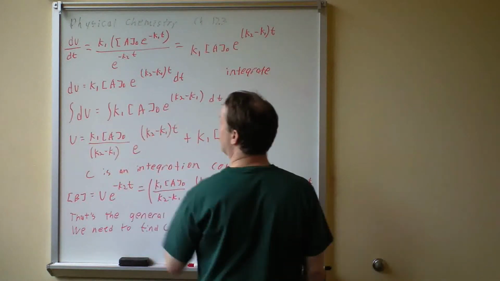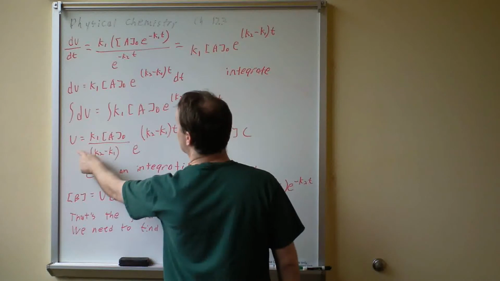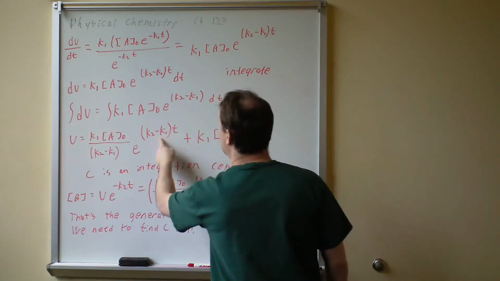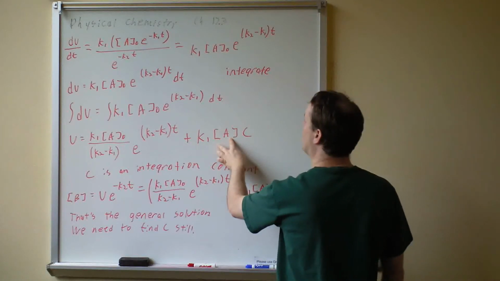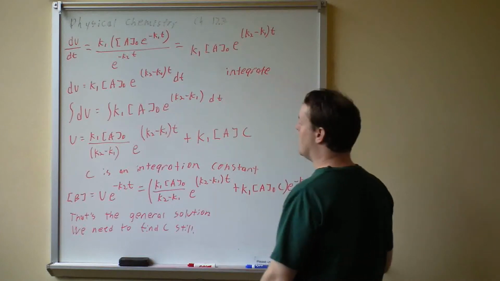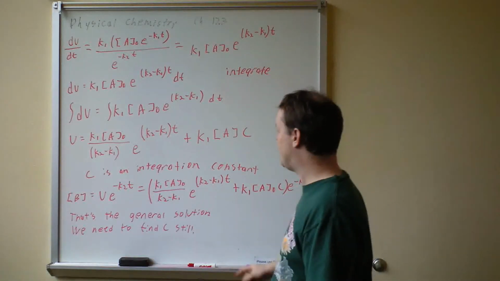So we're just going to integrate what we just had. The result is that u is equal to k1 times A naught over (k2 minus k1) times e to the (k2 minus k1)t plus k1 times the concentration of A times c. C is an integration constant. So we're going to have to figure out what that is.